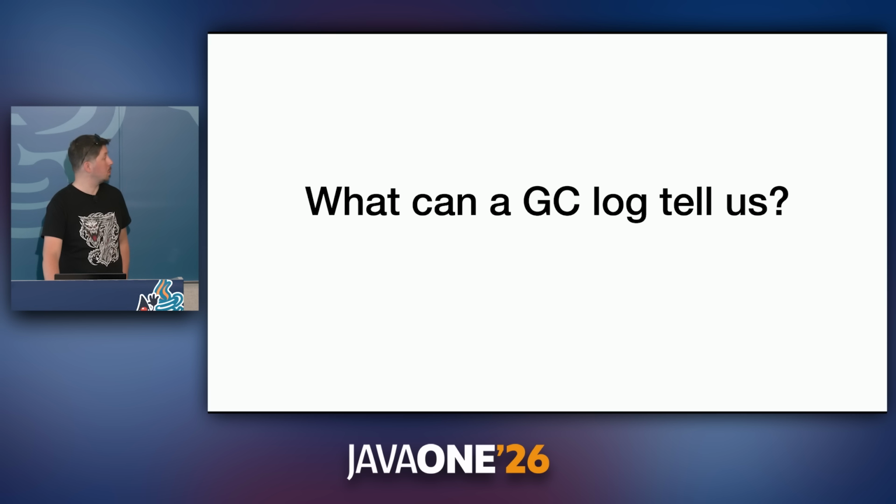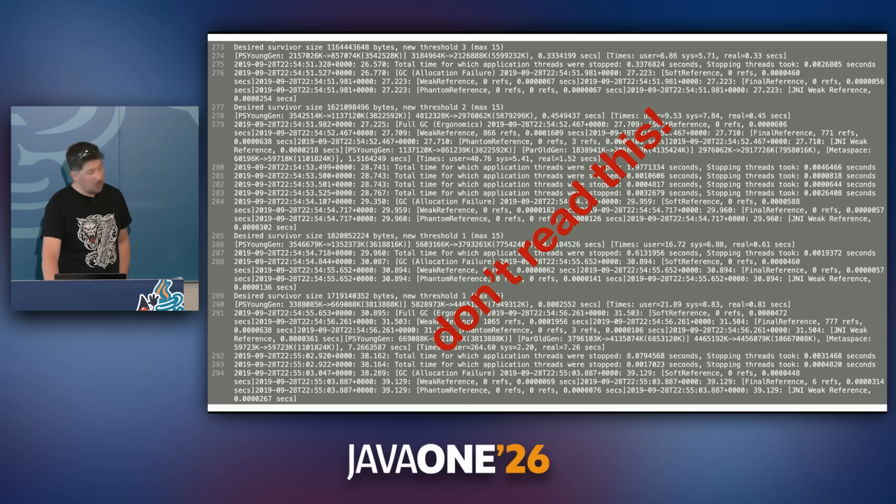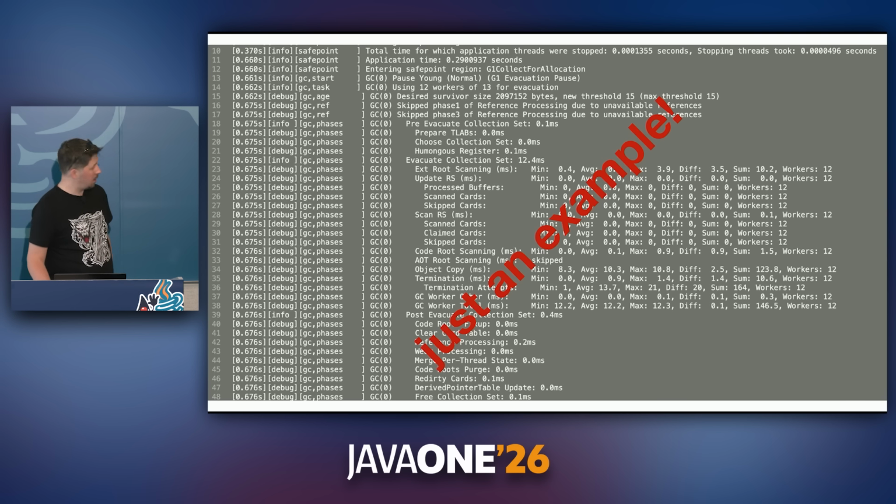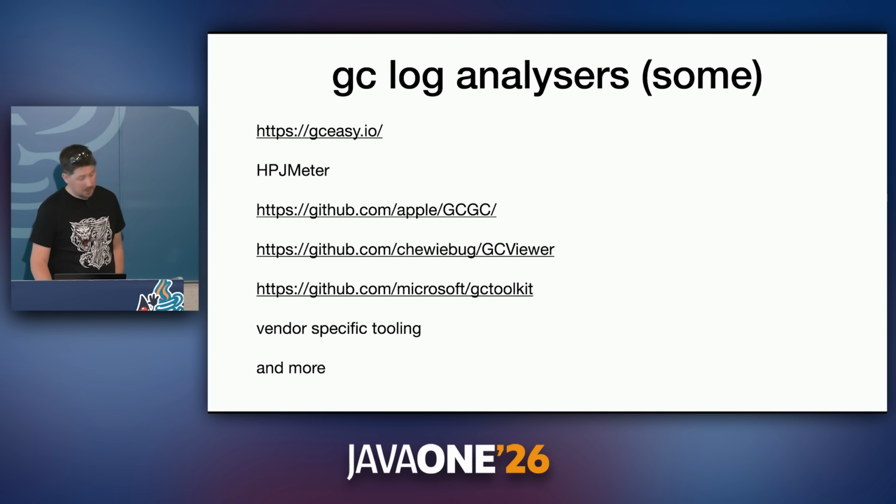So what could a GC log tell us? Well, we can look at one. Naturally, don't read this by hand, because life is too short. So examples are just that. There is a ton of analyzers out there. Some are free, some are less free. Which one is good?